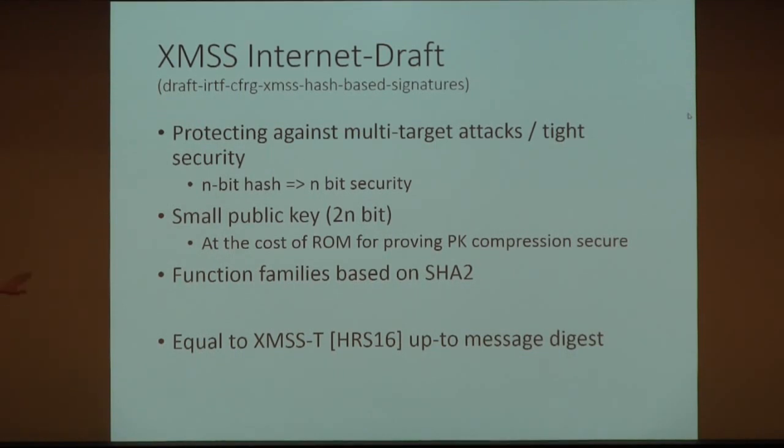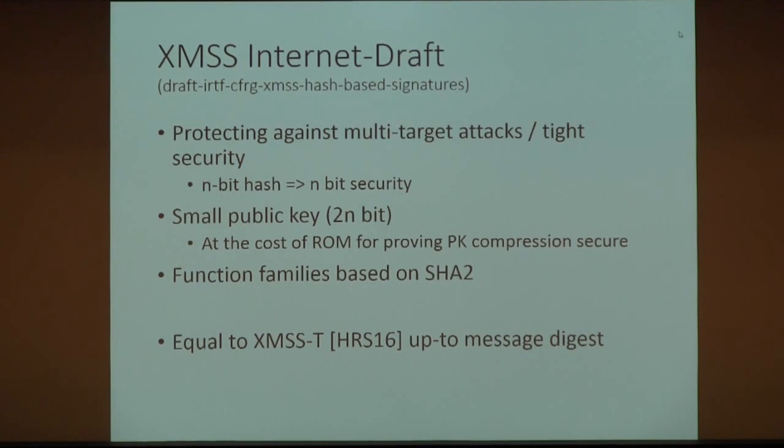So that's changed here, and that's why for this scheme you get n-bit classical security and n over 2-bit quantum security. We've got small public keys which just have 2n bits. So normally this will be 512 bits for 128-bit quantum and 256-bit classical security.